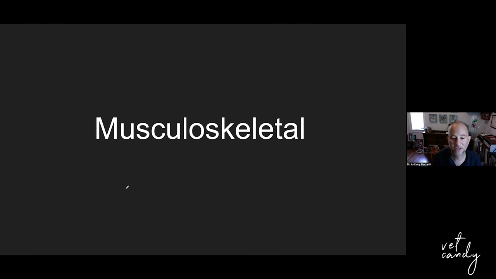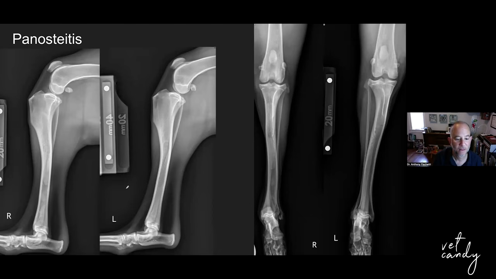Okay, and in our final section on radiology prep for the NAVLE, we're going to talk about the musculoskeletal system. Let's give you guys some radiology flashcards. This is panosteitis in a young dog with shifting leg lameness. This is the left crus, left tibia and fibula. This is the stifle. This is the right stifle.